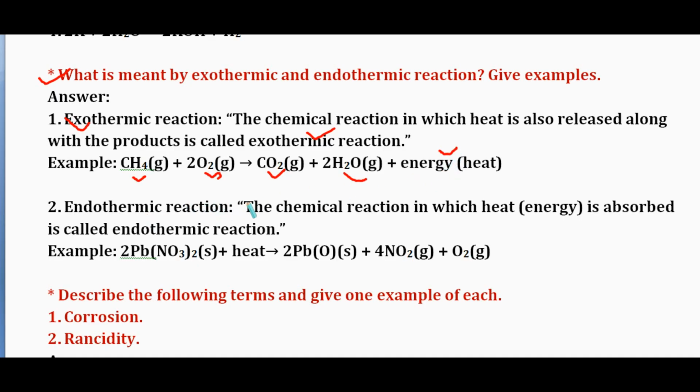Next is endothermic reaction. The chemical reaction in which heat is absorbed is called endothermic reaction. This is 2Pb(NO3)2 and heat. Then it gives 2PbO, 4NO2 plus O2.